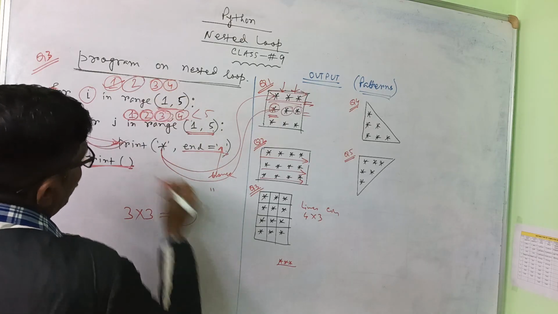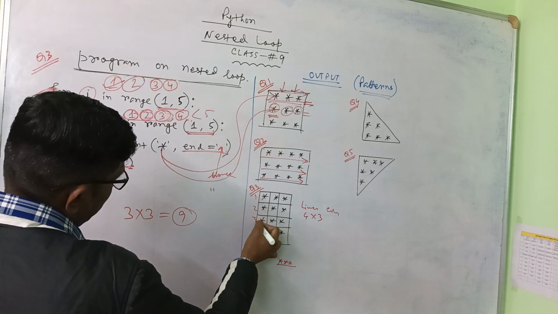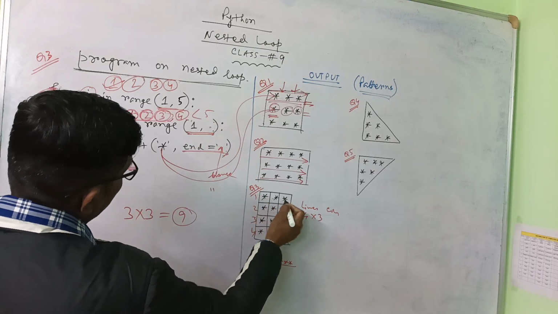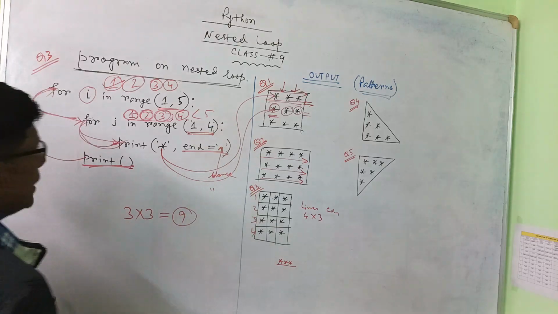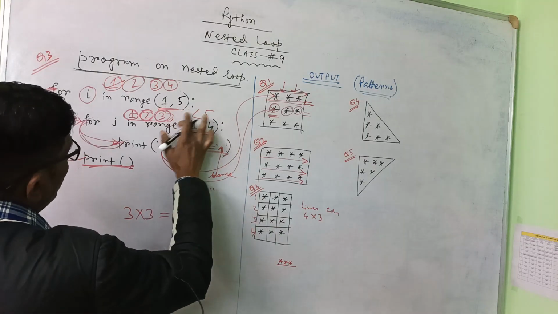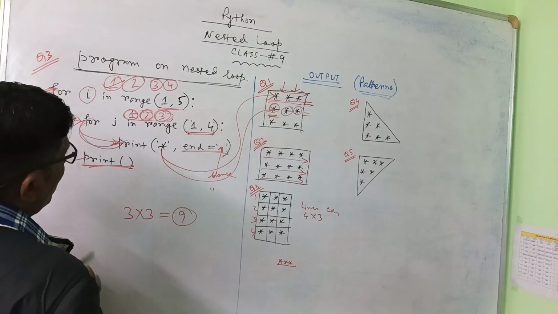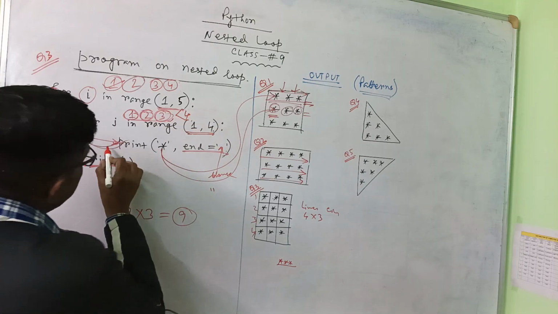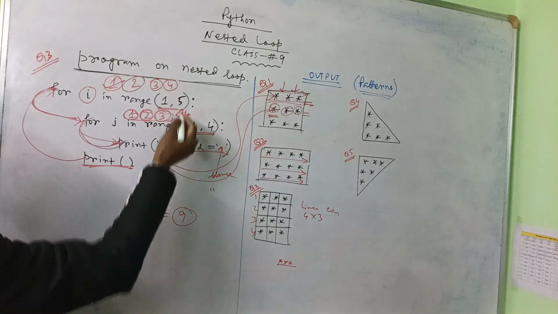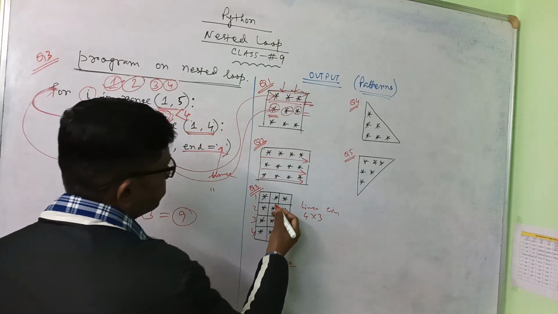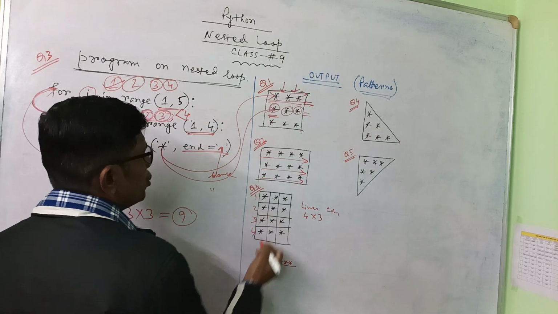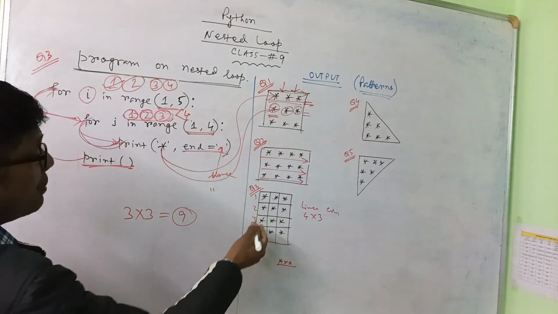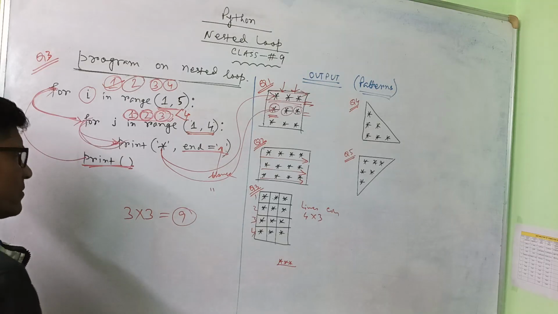You can see 4 lines for this, 1, 2, 3, 4 lines. And the inner loop will work how many times? 1, 2, 3. So you will write 4, less than 4. So we have to change like this. The same program, only this side we are changing. So this is the third one. Question number 3 is coming like this.